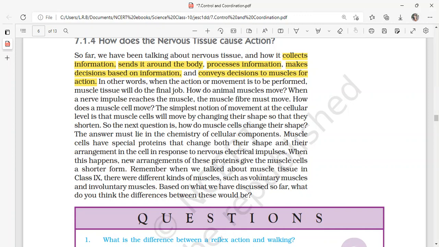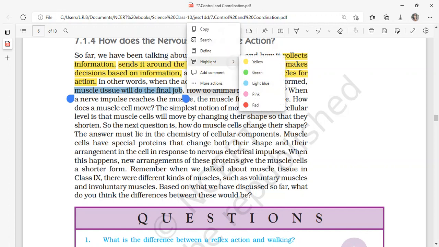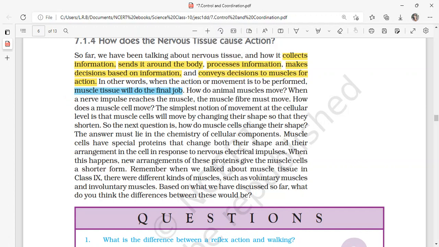In other words, when an action or movement is to be performed, muscle tissue will do the final job. So which tissue in the body will do the final job for an action or a movement? Muscle tissue is the final job doer for action or movement. So underline these lines.